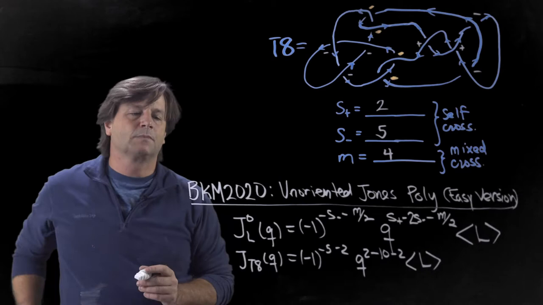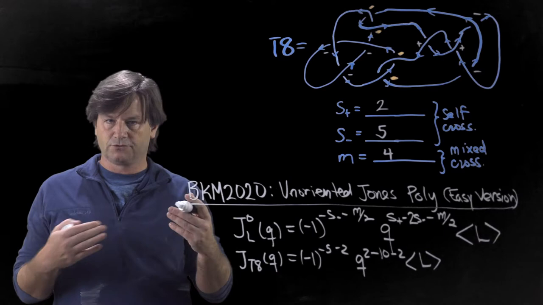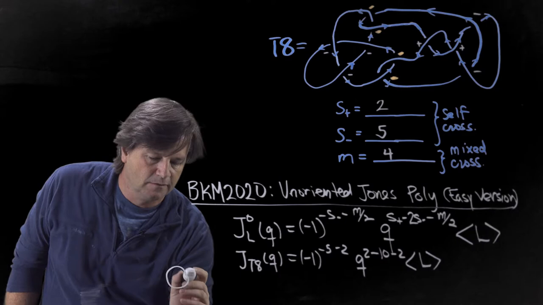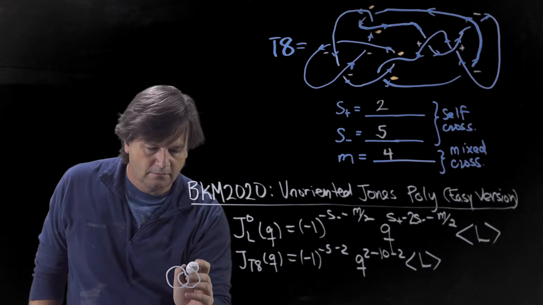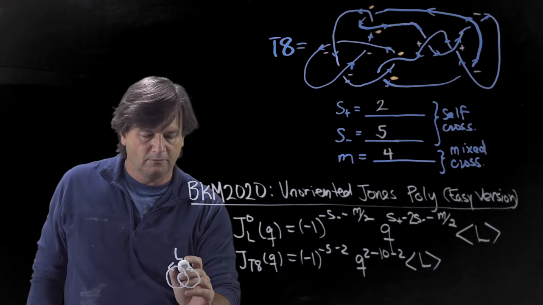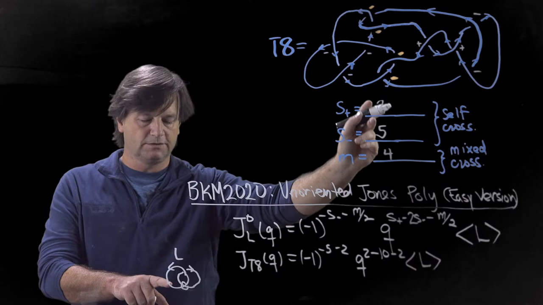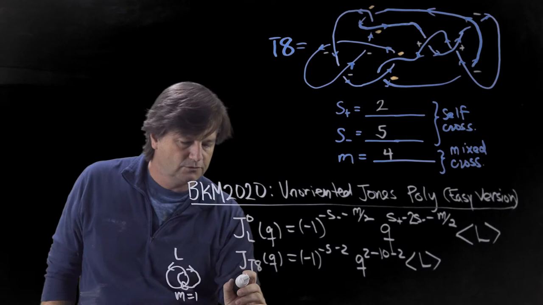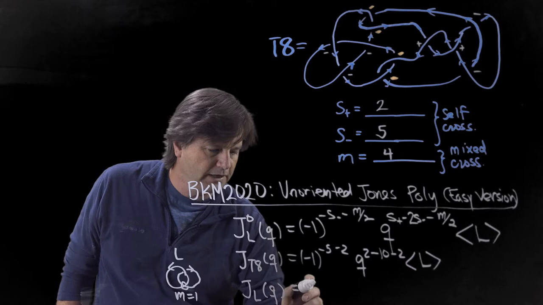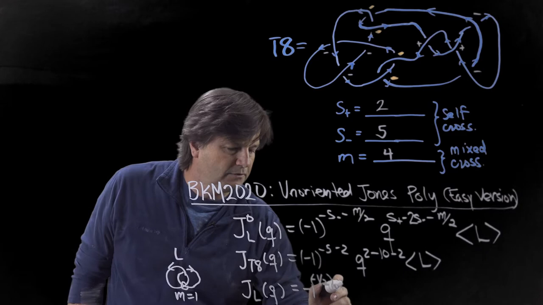Okay, but look what happens when we look at the two virtual Hopf link examples that we had from before. They look like this. One was L, was this. And we see that here we don't have any self-crossings, but we do have one mixed crossing. So here m is equal to 1. And so J of L of Q is equal to (-1) to the negative 1/2, and then we have Q to the 0, 0, negative 1/2.